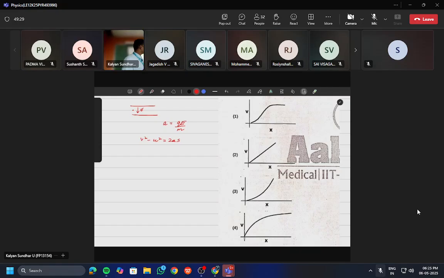First option, parabola, will it become constant? Right. So this will be 0. v square will be equal to 2 into a into x instead of s. Correct? And this a value will be qE by m. So v square will be directly proportional to x. v will be directly proportional to x to the power 1 by 2. So it's option 4, right?